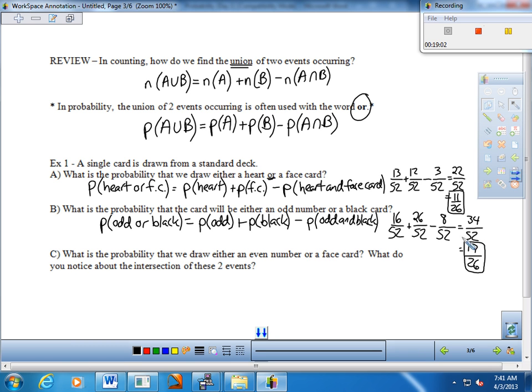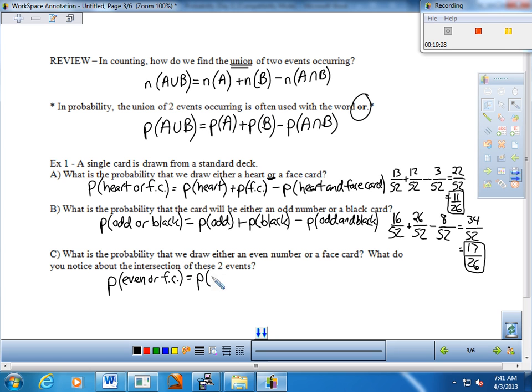All right, good. Hey, let's try one more with this and then keep it moving. Some good examples. And again, maybe you can fast forward a little bit if you're getting the idea here. Just keep working ahead and then check your answers, of course. Letter C. What's the probability that we draw either an even number or a face card? So, even or face card.